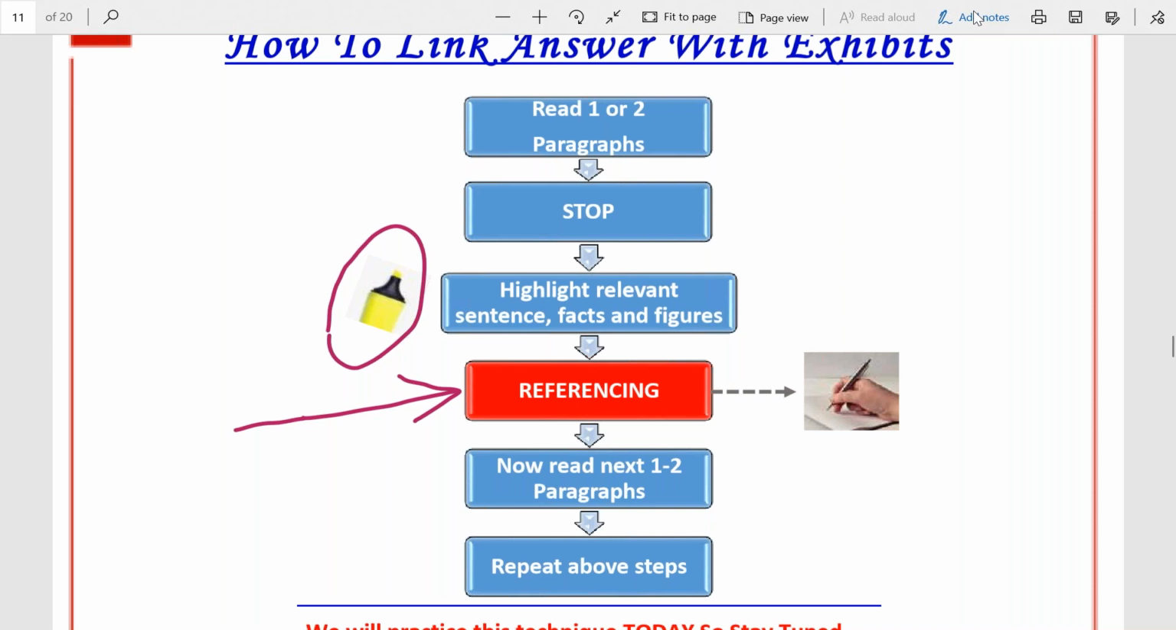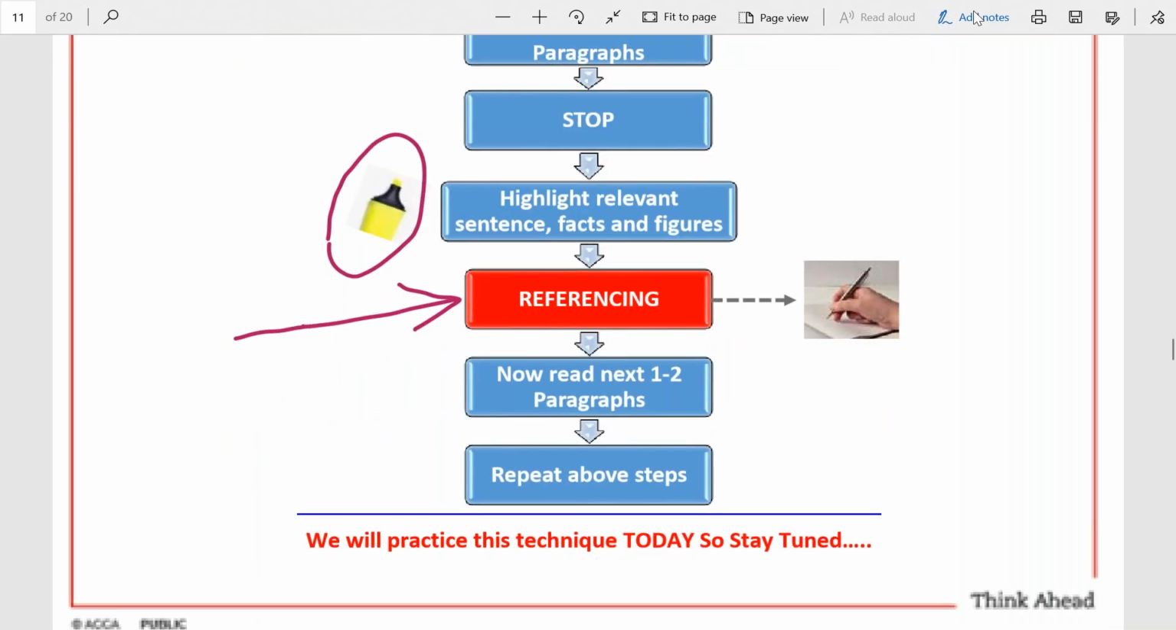Once you complete reading your first exhibit, automatically some notings will be there on your exhibit, and that would really help you in drafting your answer. You just compile and consolidate those points while drafting and present them in a logical sequence. So when you do your referencing, 70% of the job is done, and I will demonstrate exactly how this is done in the next question we will be doing.